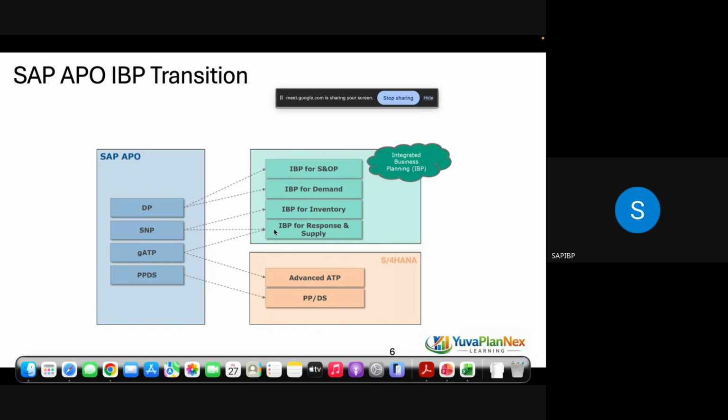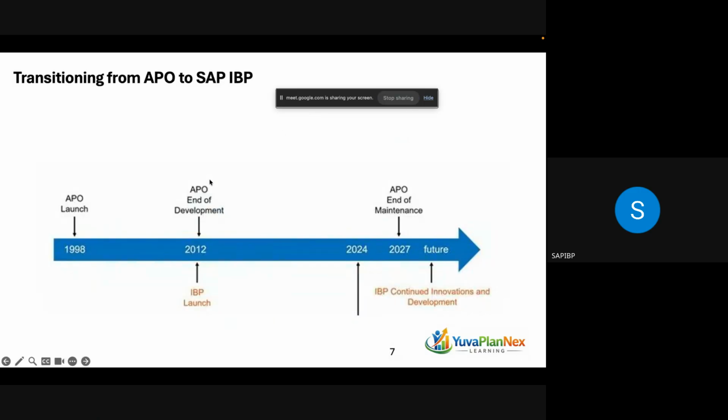So now once they developed this IBP, whatever the APO solution is there, it was in the market for the last 2 decades. Now, the moment they launched the IBP product, they stopped the development in the area of APO. They completely stopped the development. After that, slowly, whenever the IBP product is stable, they announced the support end date as well.